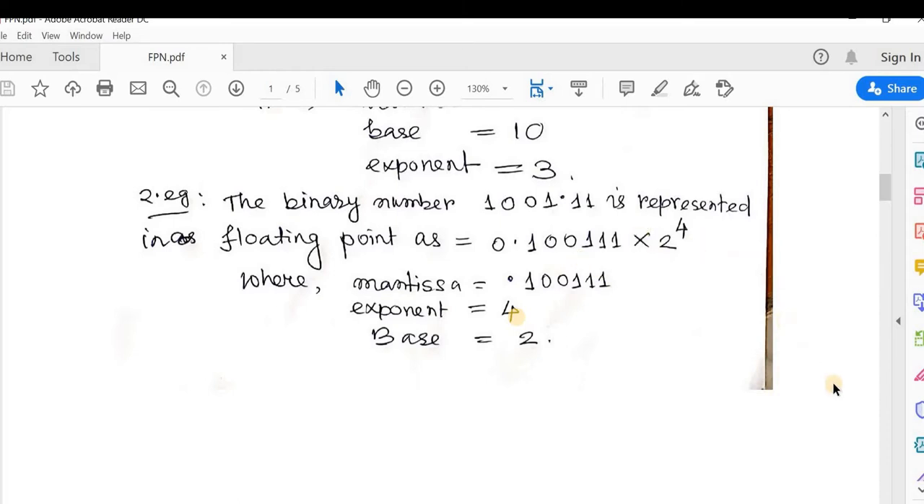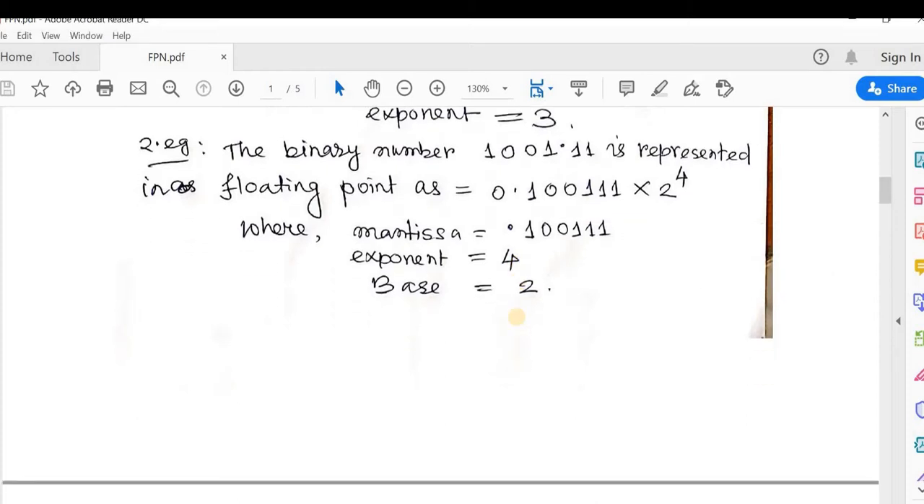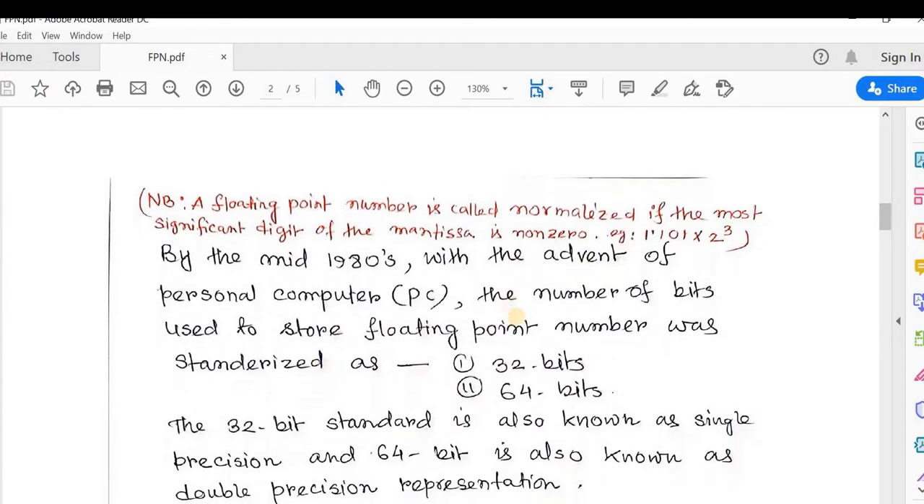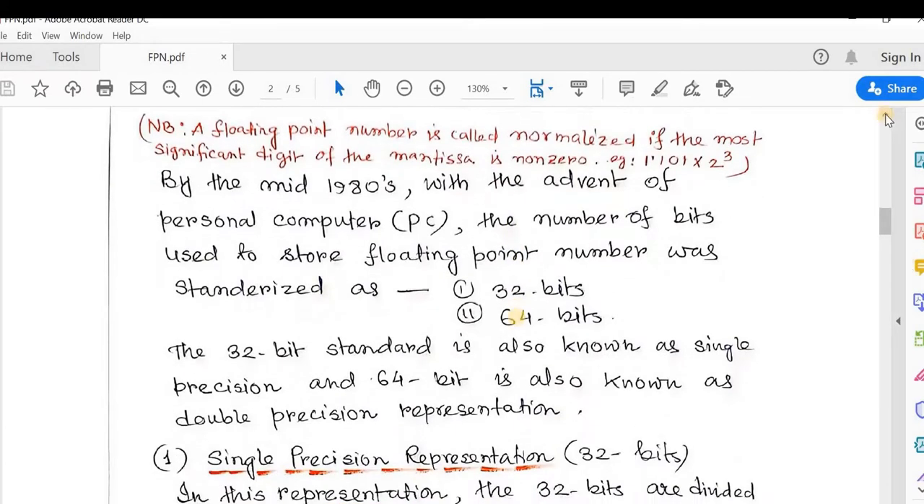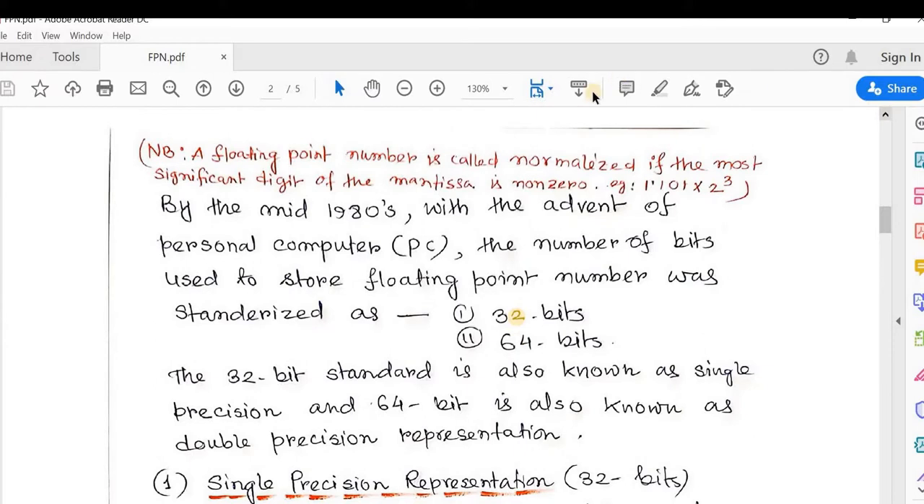Now we will see how we can store these kinds of numbers in computer memory. Again, you should remember that a floating point number is called normalized if the most significant digit of the mantissa is non-zero.